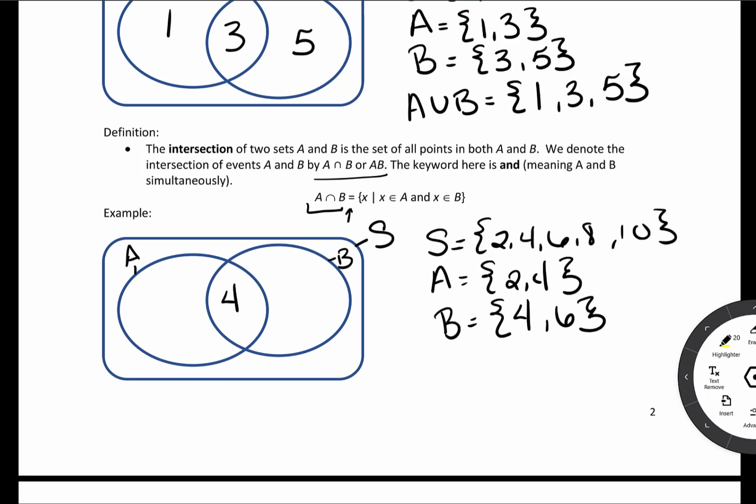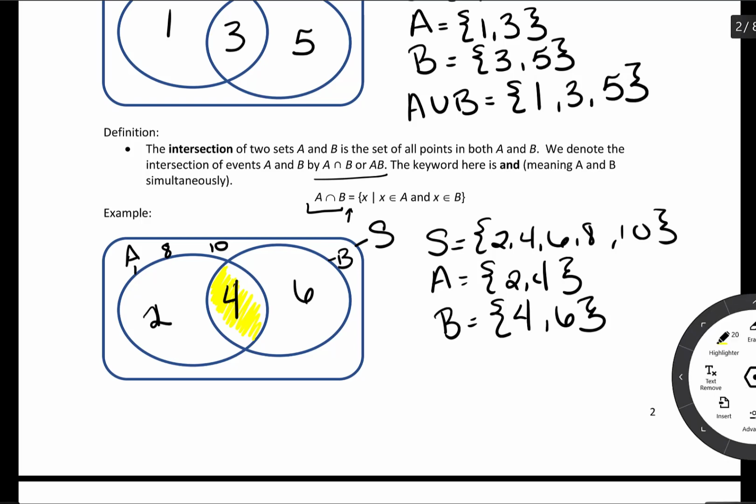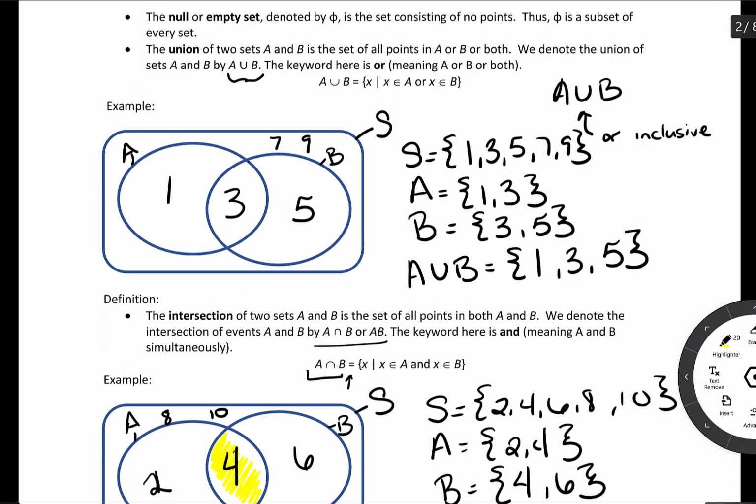If we wanted to draw the rest of it, notice that 6 is in B but not in A. Also notice that 2 is in A but not in B. And then 8 and 10 are in neither. And then if we wanted to fill in the piece of this that represents the intersection, that would be this piece right here. We could have done the same thing up here with the union. If we wanted to shade in the piece that represents the union, that would be everything in A or B, so all of this.